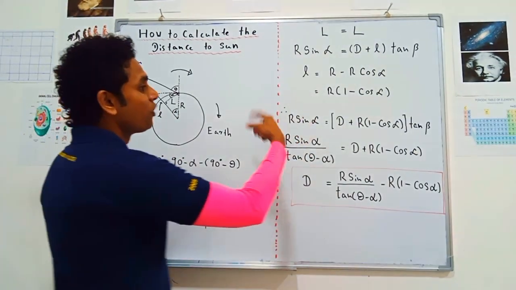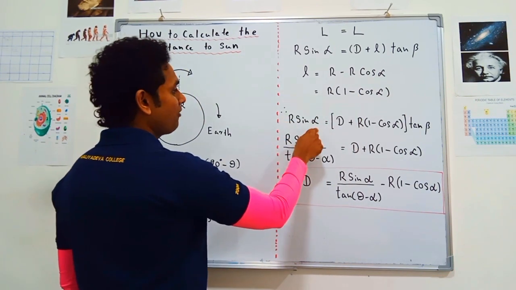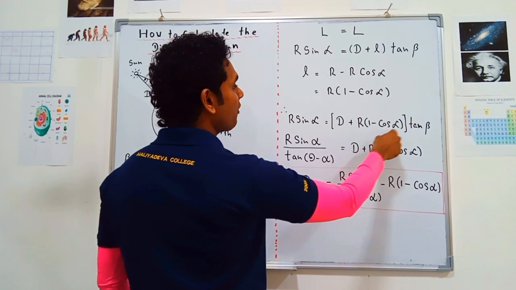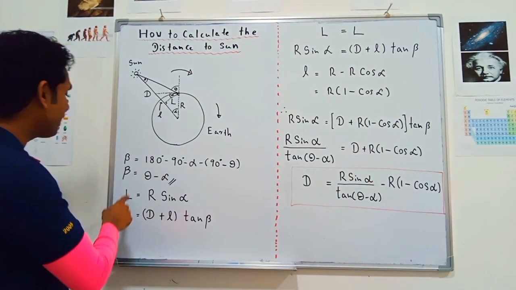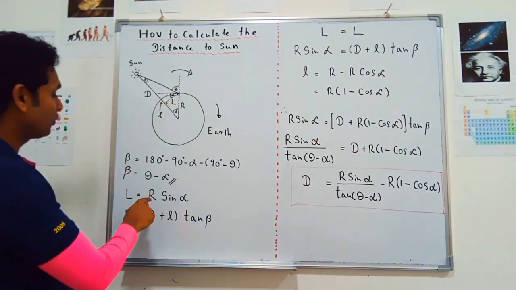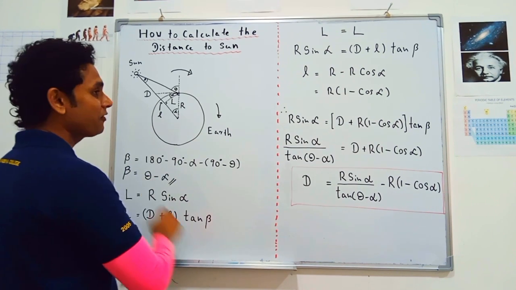Now we can apply this particular value instead of L. So R sin alpha is equal to D plus R(1 minus cos alpha) tan beta. Now we know that beta is equal to theta minus alpha, so we can apply theta minus alpha instead of beta.